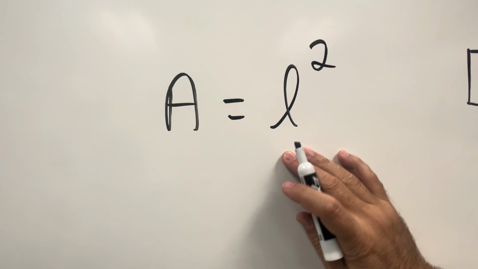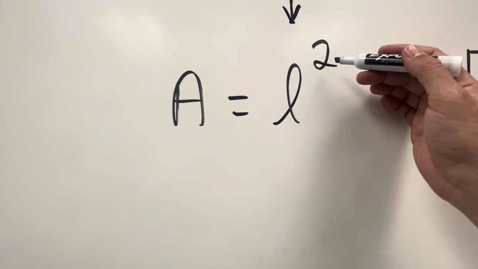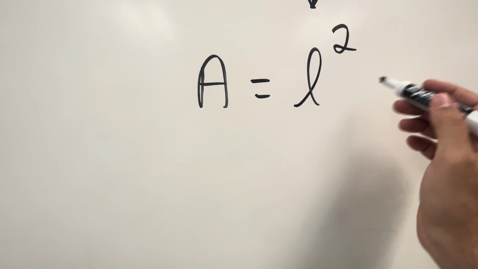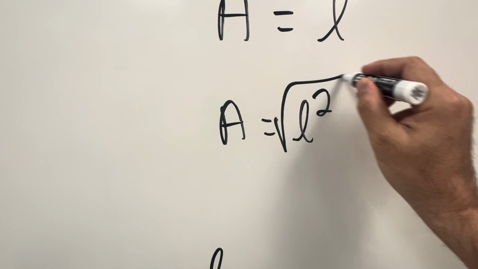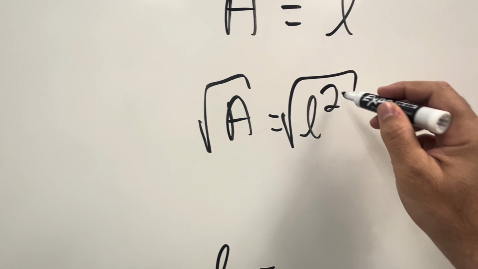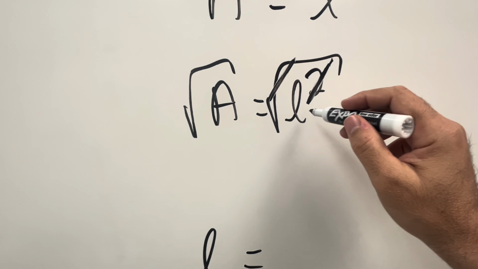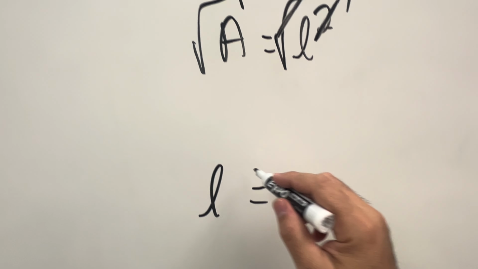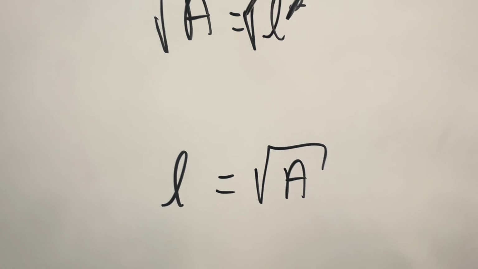So here, the only thing we need is to isolate the L. And this is L squared. So what we do is a square root on both sides. So A equals L squared. So we take the square root on both sides. We cancel the 2 with the square root, and this is only L. And then a square root of A, and that's it. Done. L equals the square root of A.